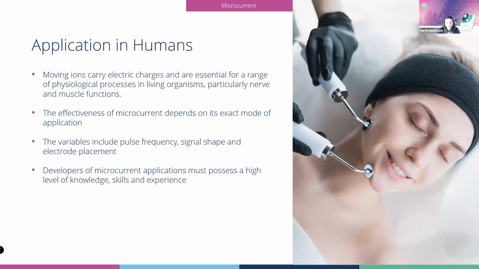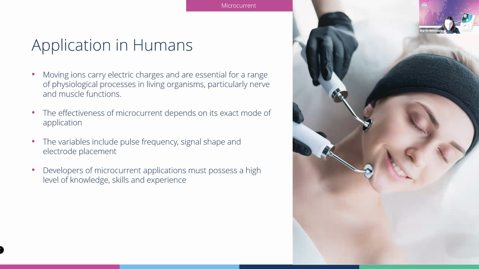Application in humans. Those moving ions that are basically carrying the electrical charges are essential for physiological processes, as we already had in living organisms, for example, in nerve or muscle functions. The effectiveness of microcurrent, of course, depends heavily on the mode of application. So which frequency you use, which ampere you use, so how high the level is of the current, and of course, how long you apply the current. And if you're using a sine wave, rectangular, or any other form of application.